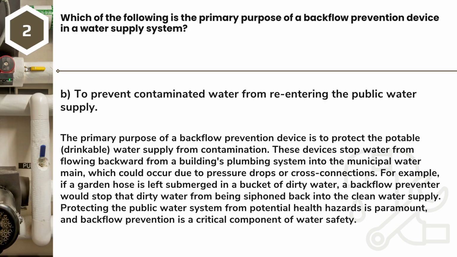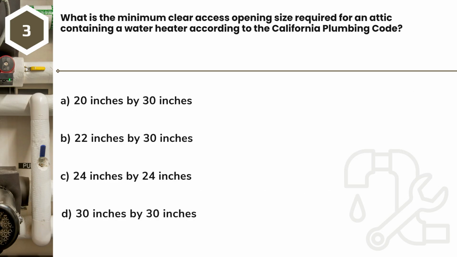Question 3. What is the minimum clear access opening size required for an attic containing a water heater according to the California Plumbing Code? A. 20 inches by 30 inches. B. 22 inches by 30 inches. C. 24 inches by 24 inches. D. 30 inches by 30 inches.